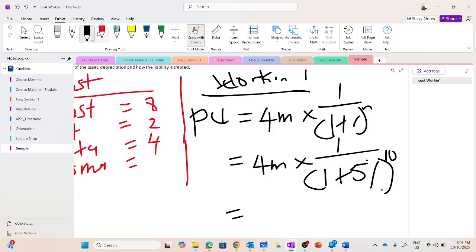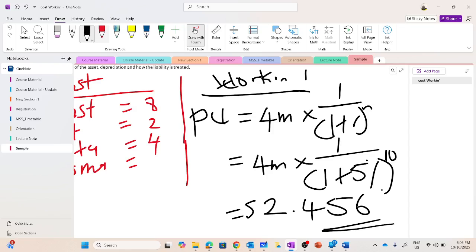So the answer will be 2.456 to 3 decimal places. So this will be the answer for the present value. So it means as of now, the value of 4 million in 10 years' time will be $2.456 million.